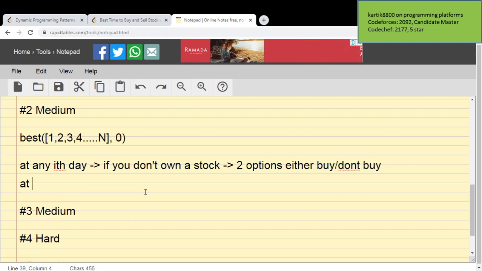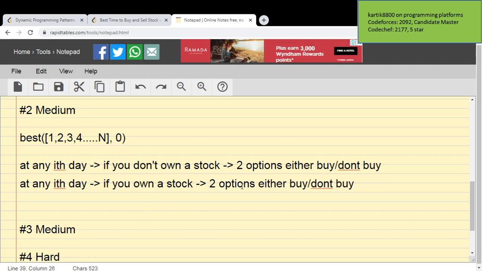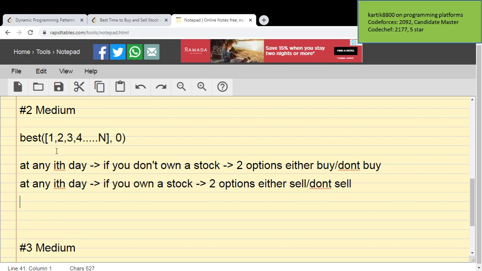Similarly, at any ith day, if you already own a stock at the start of the ith day, then you have 2 options. Either sell it or don't sell it, right? There's nothing other than that you can do. Initially, at day 1, you don't own a stock, right? So you need to find out what is the best answer for the first n days, and you don't own a stock at the first day.